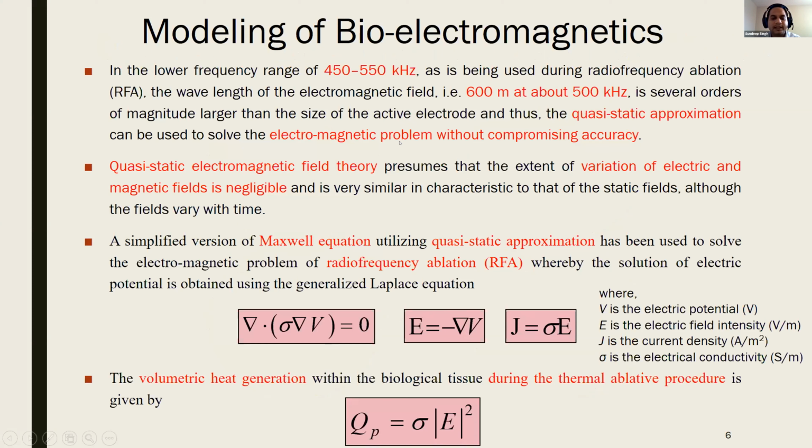By quasi-static approximation, we mean that the electrical and magnetic field effects will be decoupled and the propagation effects will be negligible. So just by solving this generalized Laplace equation, one could easily solve for the electric field distribution within the tissue during this RFA procedure. And the volumetric heat generation during this heating is nothing but the product of current density and electric field intensity, which can be further simplified to this particular expression, where sigma is the electrical conductivity of the tissue and E is the electric field intensity.